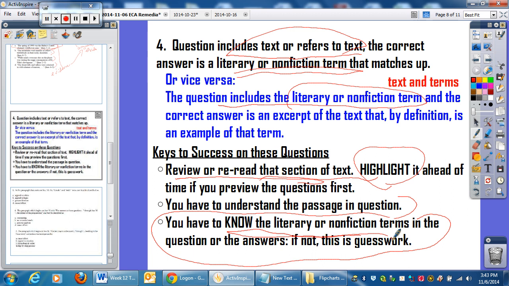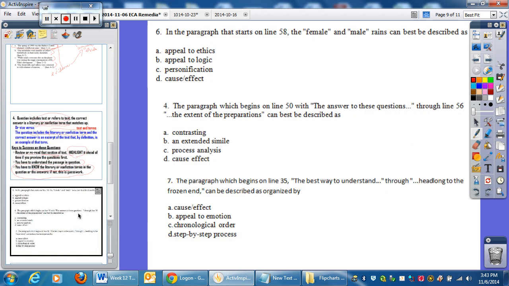So if you see questions like this, in the paragraph that starts on line 58, the female-male range can best be described as, we learned yesterday it's personification. And this one we were lucky. You don't even have to have read the excerpt to figure that out. Rain is being compared to what? Males and females, which is automatically people. So by definition, that's personification. But if you don't know what personification is, you stand no shot on that question, and it's guesswork.